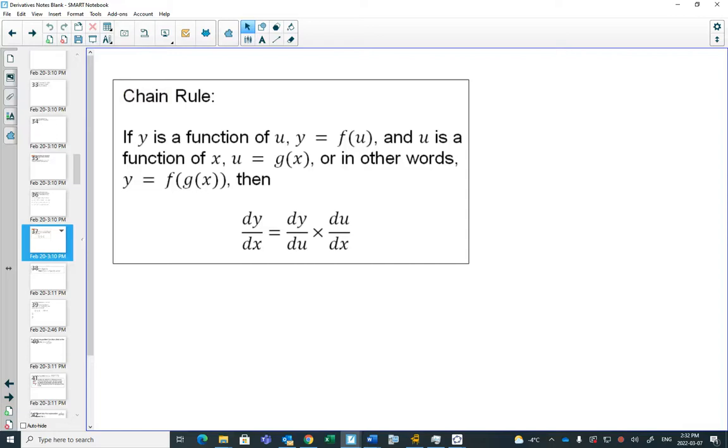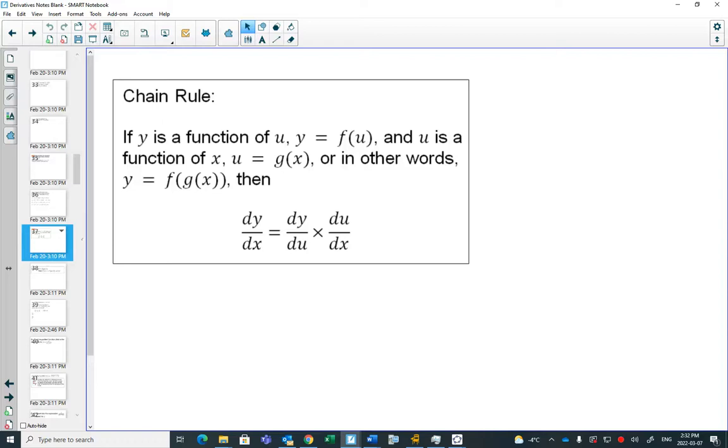There are 2 different ways that it can be written. I love this one. If y equals f of u, and u is a function of x, u is equal to g of x. In other words, y is equal to f of g of x.